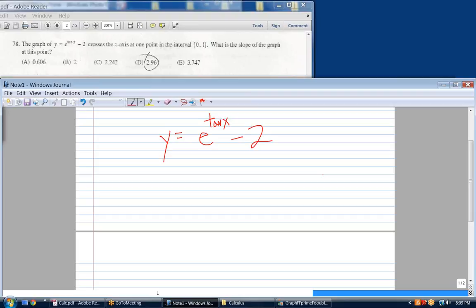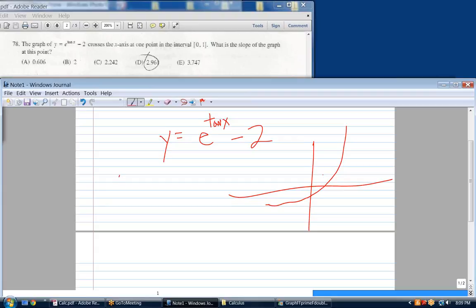Well, I have no idea what this graph looks like. Let's see. Probably something like tan of e to the x minus 2, so something like that. That's my guess. Where does it cross the x-axis? How do we determine where it crosses the x-axis? Can we set it equal to 0?